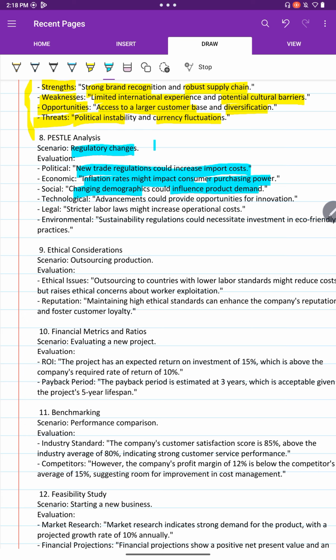It means that maybe there are more younger people, and the younger audience would be your target audience. If there are more younger people now in a certain country, it will influence your product demand. It will boost it up. Technological advancement could provide opportunities for innovation, and stricter labor laws might increase the operational costs. There would be other legal things, which might come from your customers also. And we have to see environmental factors, that some sustainability regulations could necessitate investment in eco-friendly practices.